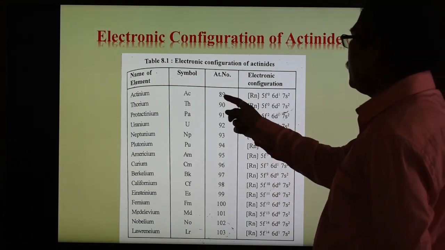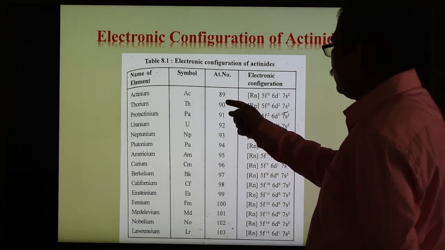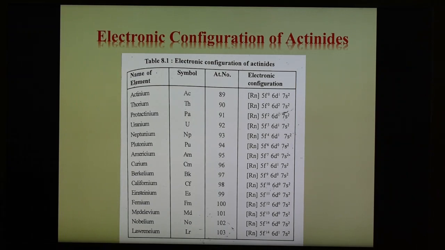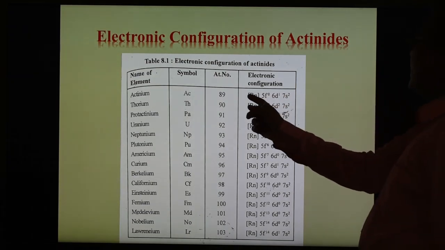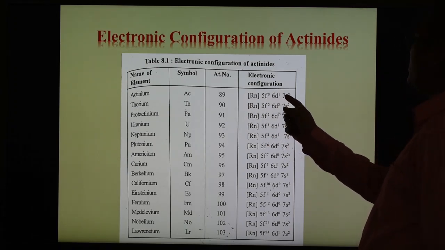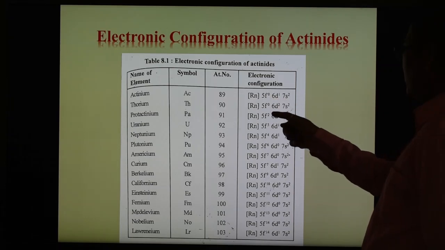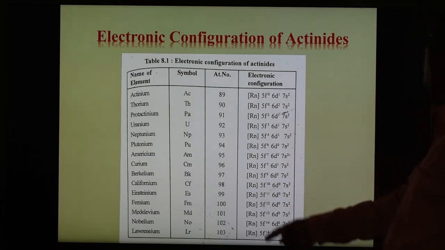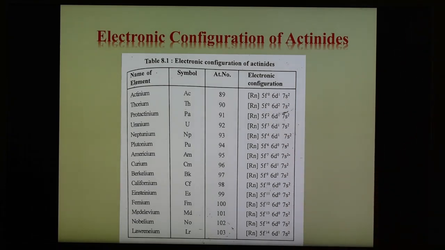The atomic number of actinium is 89, and from thorium 14 elements follow, from 90 to 103. The electronic configuration starts from radon, atomic number 86, then 5f, 6d1, 7s2. In this way, one by one, the electrons go to the 5f orbital.